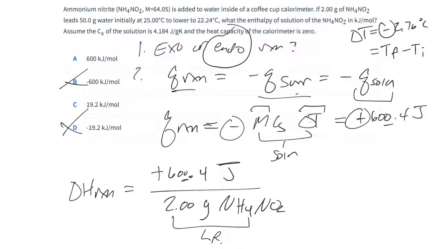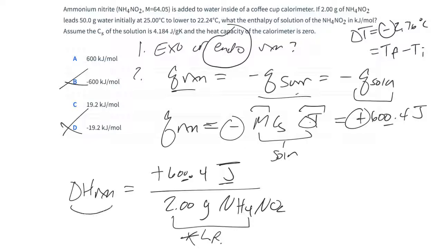Now just imagine we had 4 grams instead of 2. We'd have 1,200 joules, which is what we would have worked out in terms of the heat being absorbed by that reaction. So this is a ratio. We're just keeping the ratio of the heat to whatever the limiting reactant was in the particular reaction. This reaction is simple because there's just one substance. Maybe we'll see some examples later where you have two reactants reacting together. You just have to identify whichever one is the limiting reactant and divide by the quantity of that reactant.